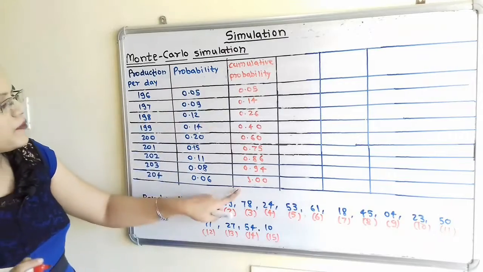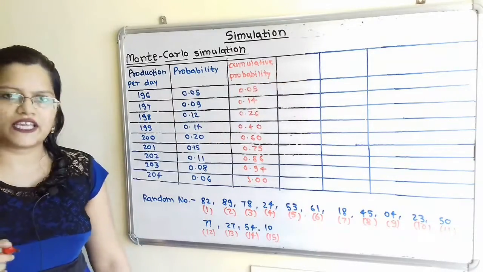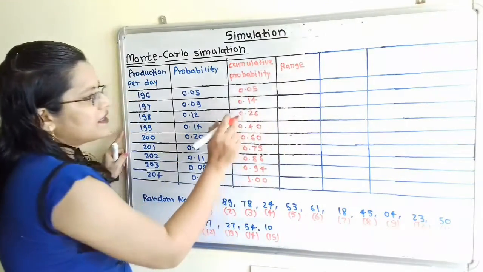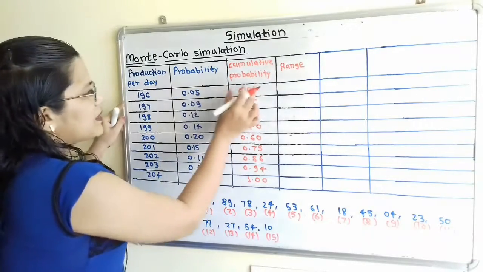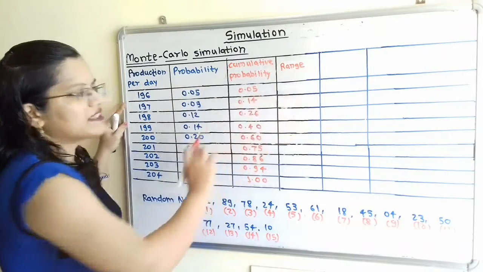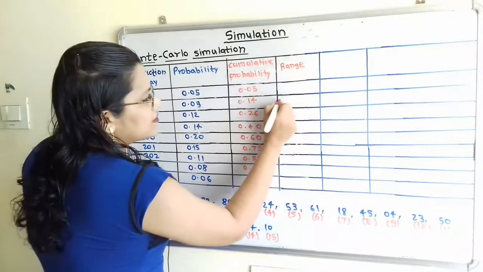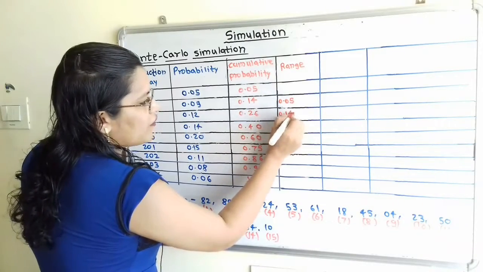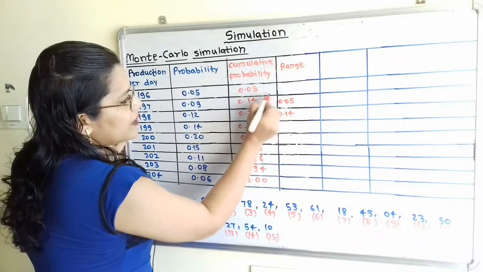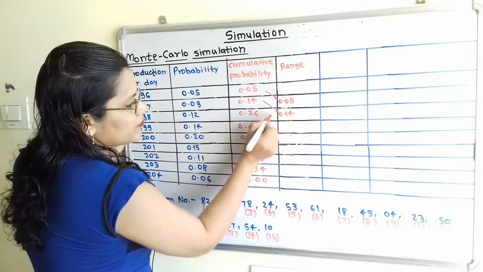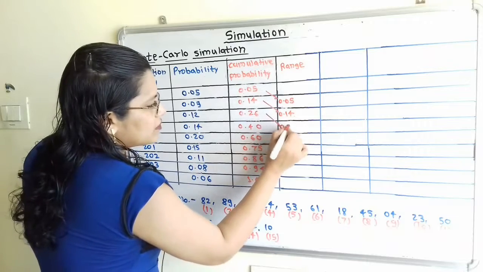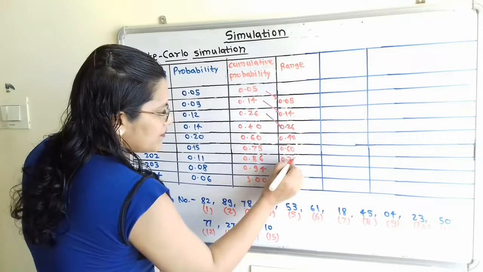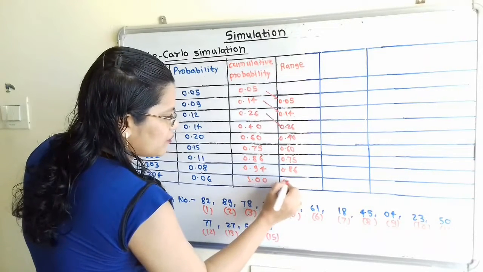Now from this cumulative probability we have to specify the range. So how to determine this range? For that, the first number, that is the number in the first row, we have to take at the start of the second row. So I will write here 0.05. Then this 0.14 we have to take at the start of the third row. In the same way we have to write. I will show with the help of an arrow. So in this way we have to show: 0.26, 0.40, 0.60, 0.75, 0.86, 0.94.